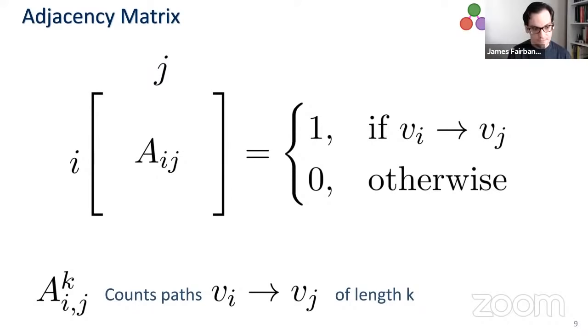Otherwise, it's 0. And the adjacency matrix is a cool little gadget, mathematical gadget. You can count paths in the graph by doing matrix multiplication.